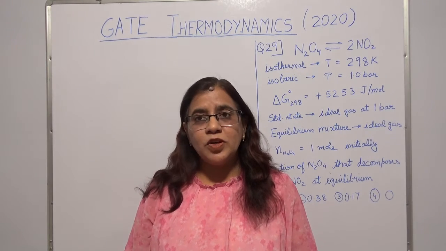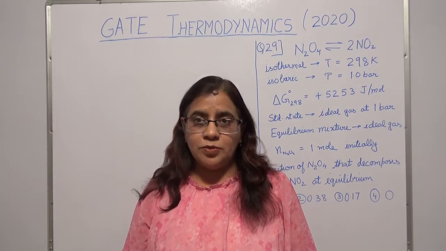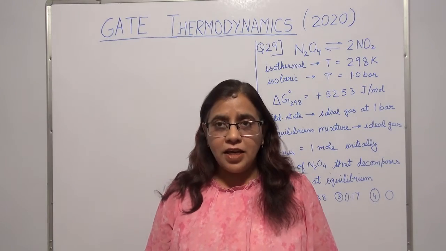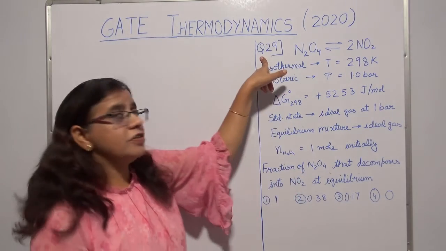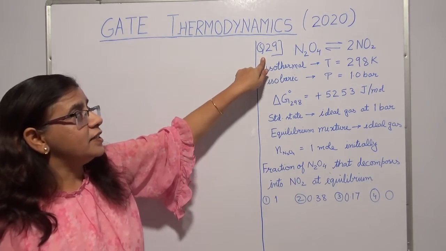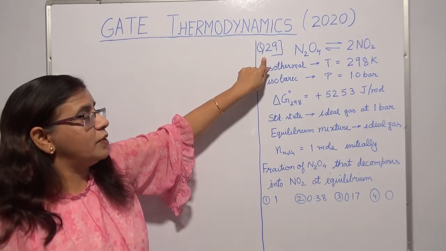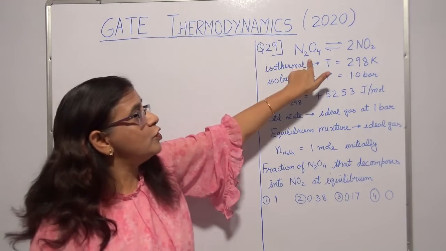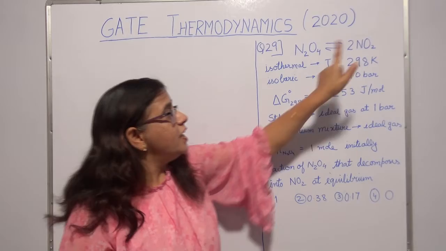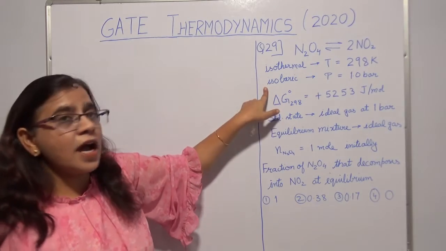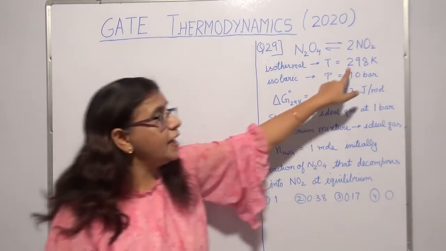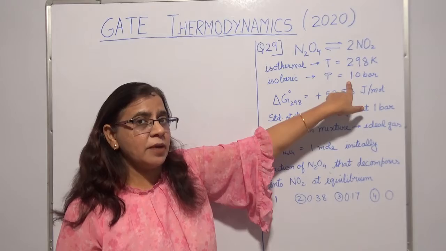So in this video I am going to take the remaining two problems on thermodynamics which appeared in Gate 2020. The problem which we are going to take is based on the chemical reaction equilibrium. Here your N2O4 is decomposing into NO2 in an isothermal and isobaric reactor which is maintained at 298 Kelvin and 1 bar pressure.